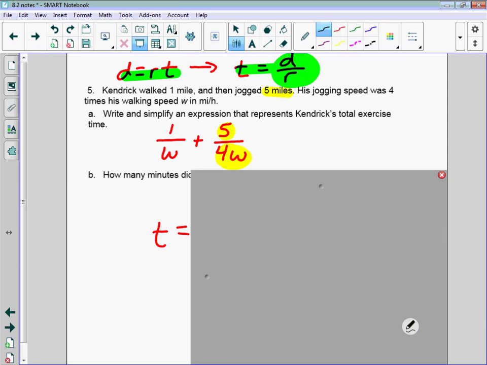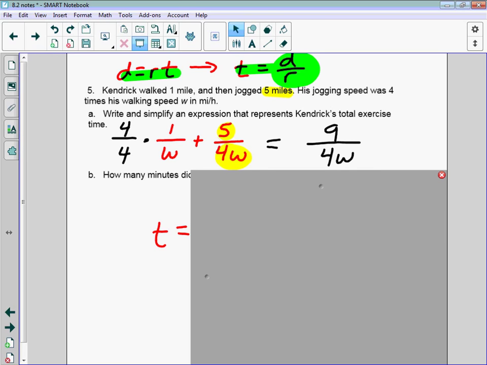Our common denominator would be 4W. So this portion would be the 4. So we can multiply numerator and denominator by 4. And when we rework that, that'll give us a 9 over 4W. So that represents his total exercise time.